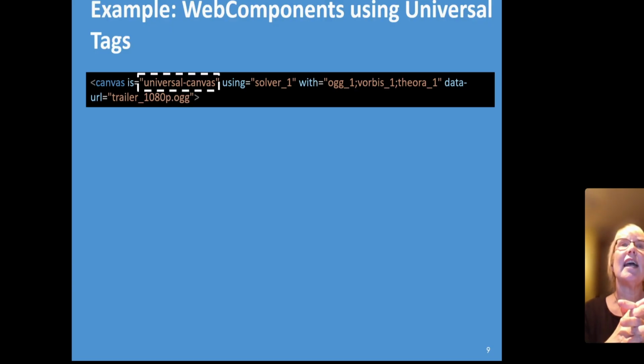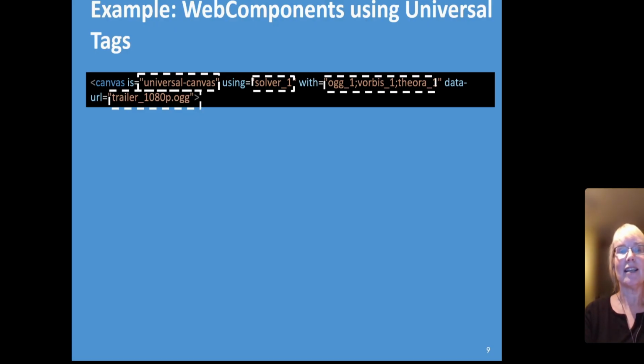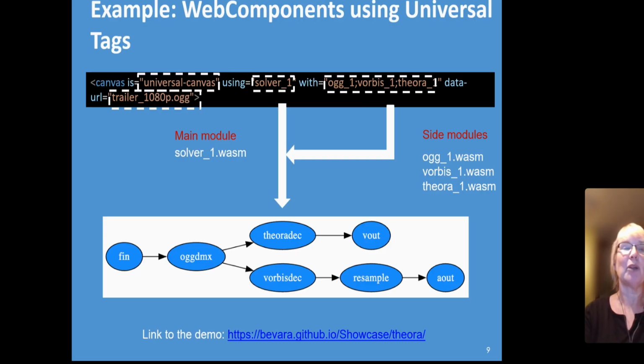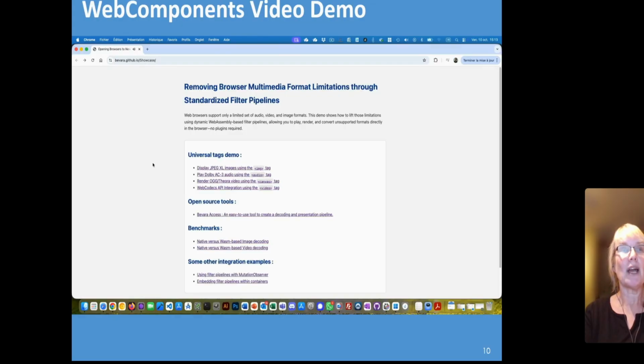So the universal canvas, here written in JavaScript, would read in the data that we want to display on our page, and instantiate the WASM instance. Solver would then perform its magic by resolving and creating a pipeline and then running the trailer 1080p through the pipeline to produce both the video out and the audio out. So let me show a demonstration of this in action.